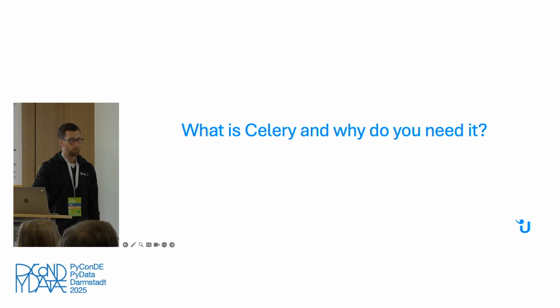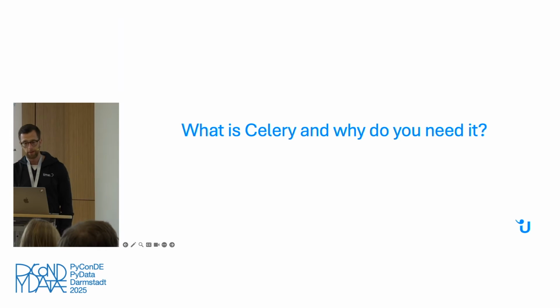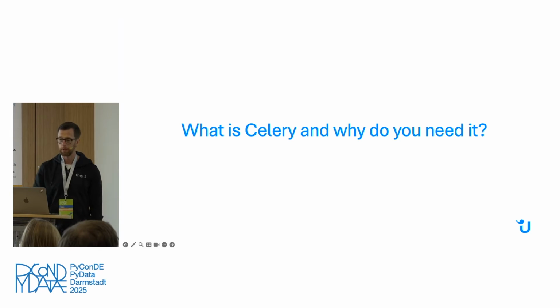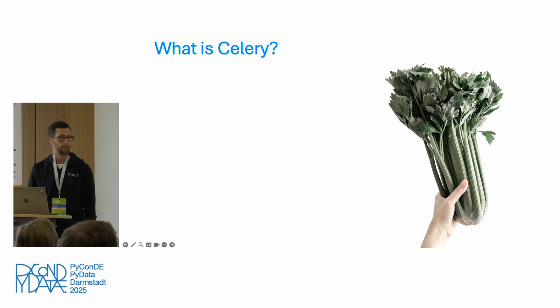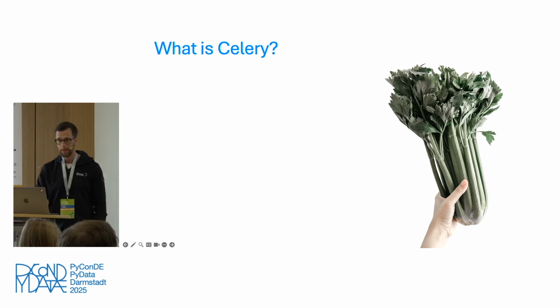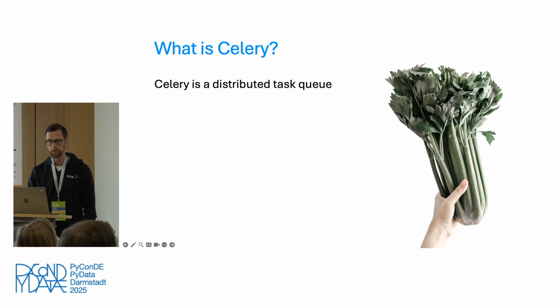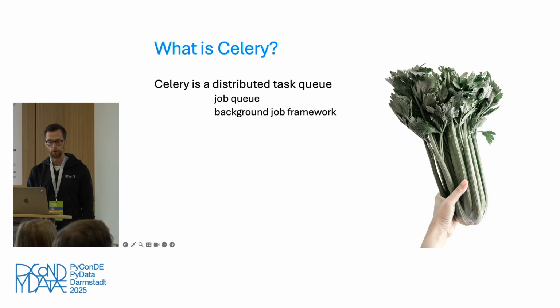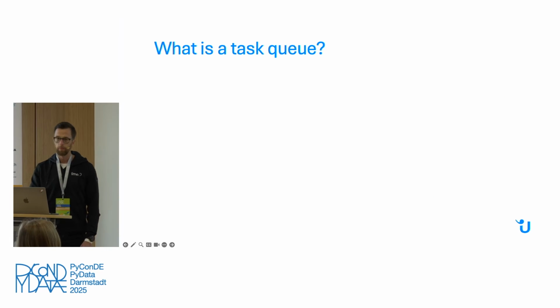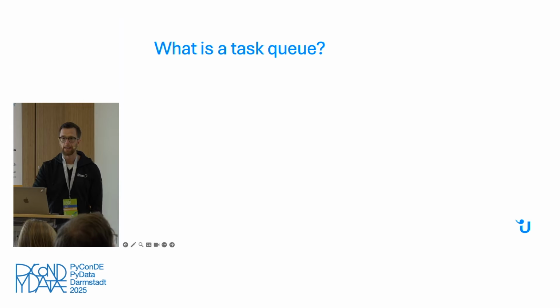With that out of the way, we dive right into what Celery is and why you might need it. What is Celery? Celery is a vegetable of very questionable taste, but that's not what we're talking about today. We are talking about Celery, the distributed task queue. You might know it by different names like job queue or background job framework. Generally speaking, what is a task queue?